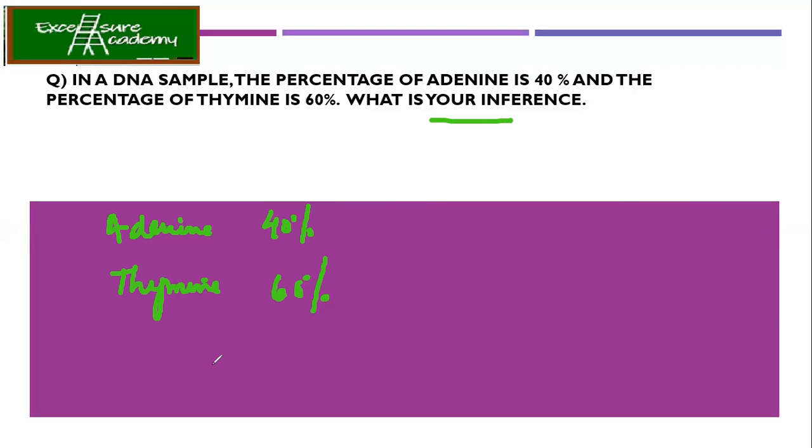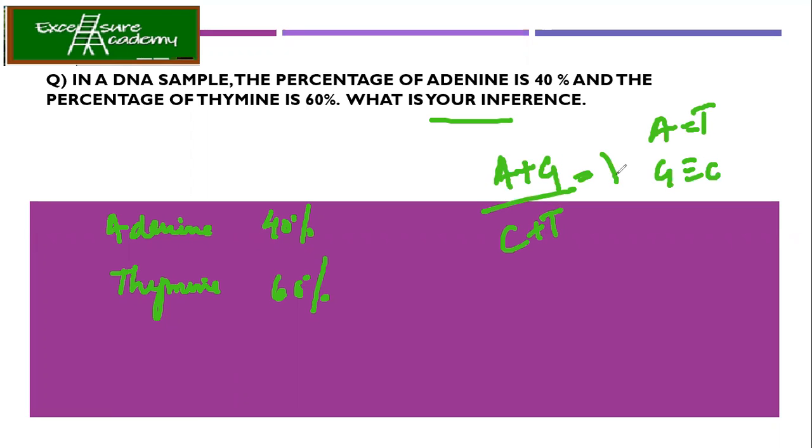Yes, anyone? A equal to T, no ma'am. First of all, you should always see whether Chargaff's rule holds. So you know what Chargaff's rule is, right? A always pairs with T and G always pairs with C. And (A plus G) divided by (C plus T) should give you 1. Everyone knows that purine upon pyrimidine will give you 1. So remember these 2 points.